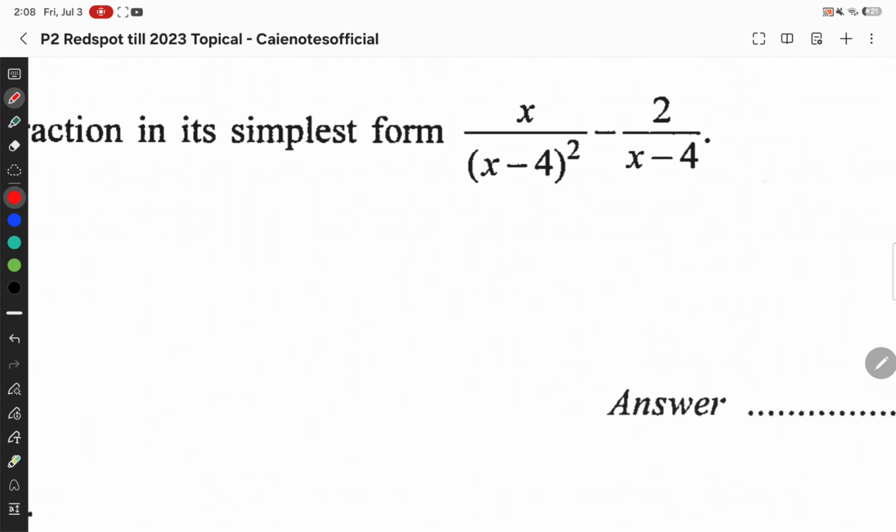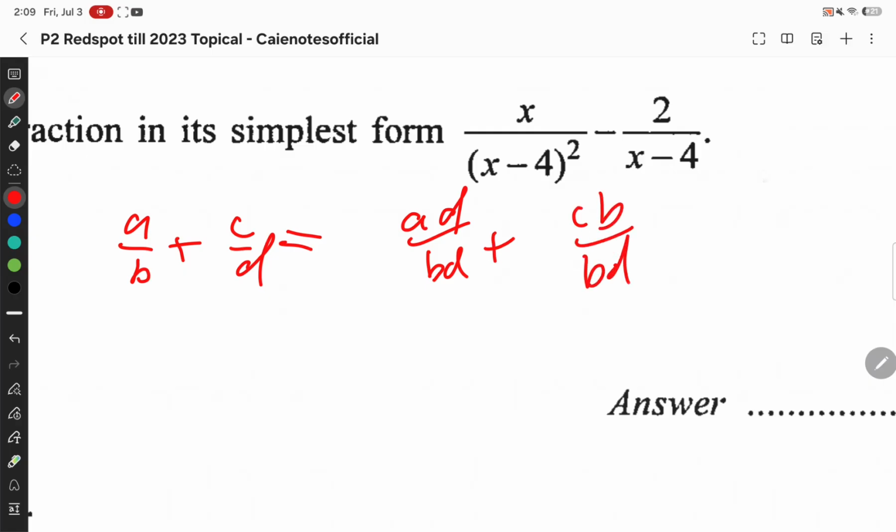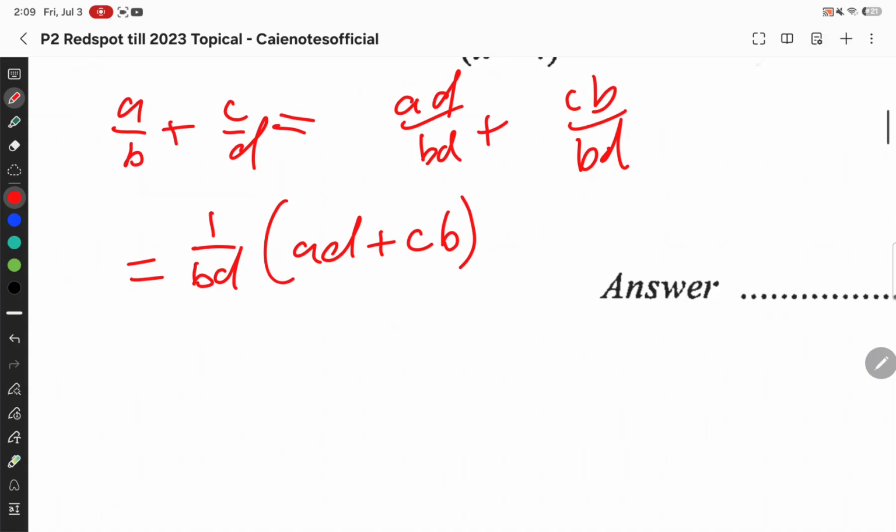When adding and subtracting fractions, example, a over b plus c over d. a is being divided by b, c is being divided by d. b and d are not the same. We've got to make them the same. So we make them the same by multiplying both sides by d and multiplying both sides by b. ad over bd plus cb over bd. We can now group 1 over bd and go on with our addition or subtraction, whatever you want to do, and compute it like so.